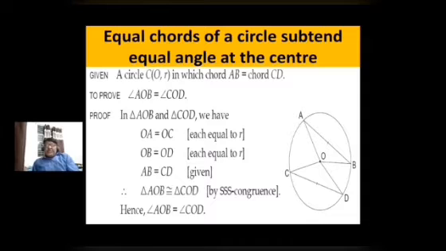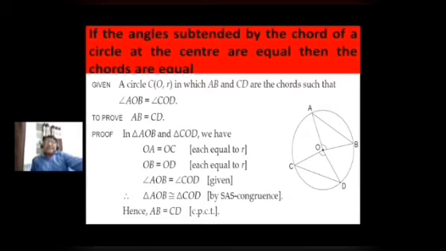So, in triangle AOB and COD, we have OA is equal to OC, equal radii. OB is equal to OD, again equal radii. And the third part, that is AB is equal to CD, is given to you. Therefore, triangle AOB is congruent to COD by SSS congruency criteria, and hence the two angles, that is angle AOB is equal to COD by CPCT. I hope you might have understood this theorem.